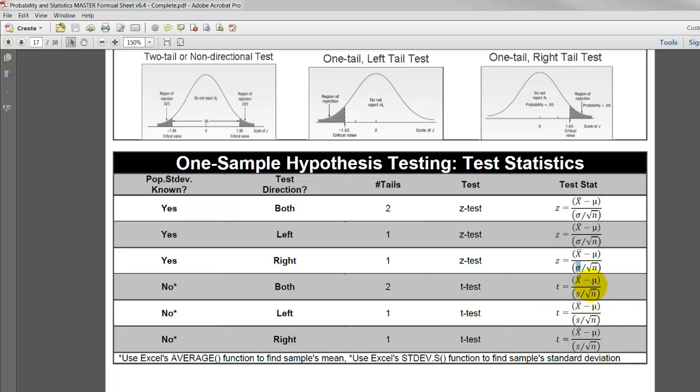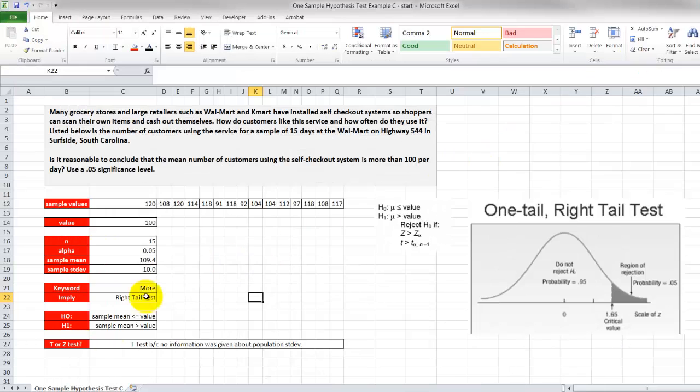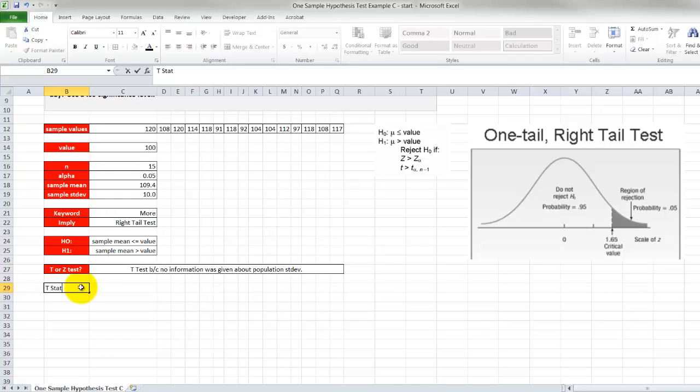Let's calculate our test statistic. So our test stat, t stat if you will, we'll also need a test critical. Our t stat is going to be equal to the sample mean, 109, minus 100, divided by standard error. Standard error is sample standard deviation divided by square root n, which is 15, parenthesis, parenthesis. So we have 3.65, and that's definitely on the right hand side, so that's a good indication we're doing this right.